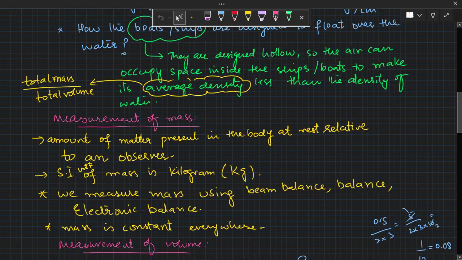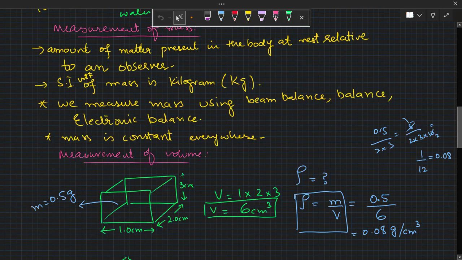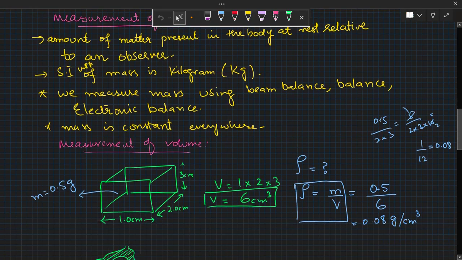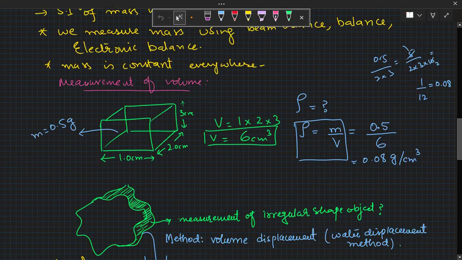We also spoke about the measurement of mass. Since we know that density is the mass per unit volume, we should know how to calculate the mass, right? Mass is the amount of matter that is present in the body at rest relative to an observer. Most of the time students already know how to measure mass, so I'm not going to talk in detail. We have already gone through this. Then we talk about the volume.